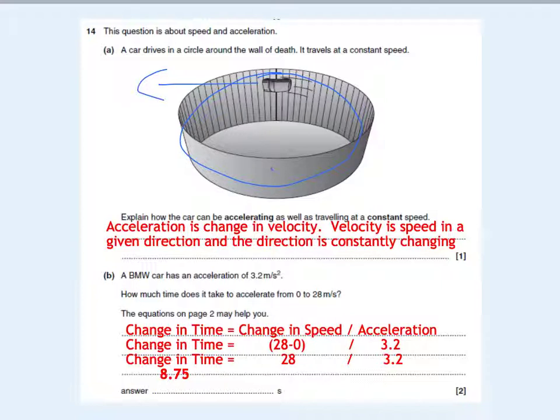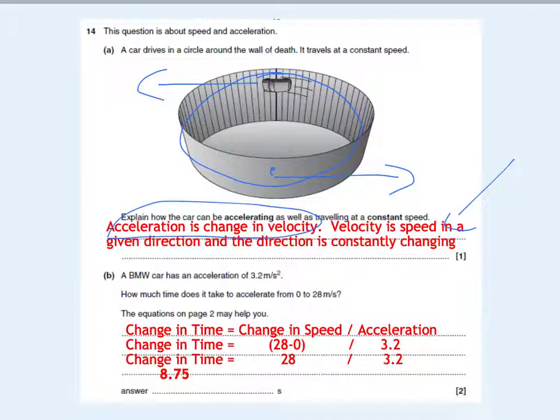When it comes round to this side, it'll be going that way, so it'll be doing 10 meters per second to the right. So because velocity is in a given direction and the direction is always changing, a change in the velocity is known as acceleration. So it says there, acceleration is change in velocity, and velocity is speed in a given direction, and the direction is constantly changing. Like I said, it's not easy to explain, but you probably get it in your head. And it's about getting it down on here that's the tricky bit.